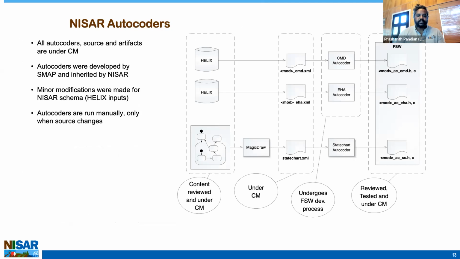So we can take things directly from HELIX, which is the web platform, as I mentioned. It's also a database of our commands and telemetry. And we can export the XML directly from there, run it through these Python autocoders, and generate our .c and .h files. In addition to that, we have our Magic Draw diagrams for our advanced state machines, which also export to XML and go through our JPL Statechart Autocoder to result in our .c and .h files as well.